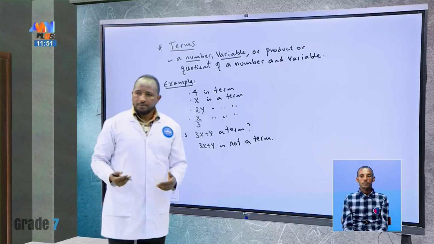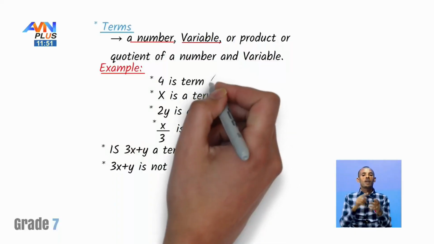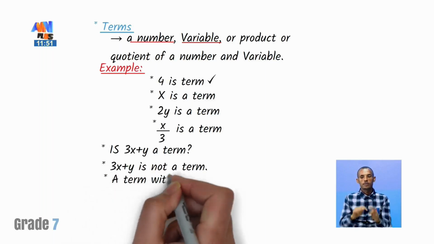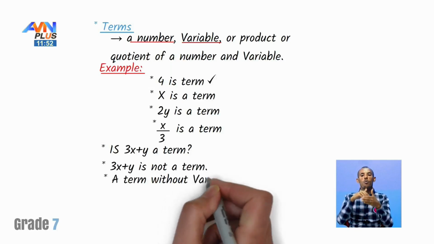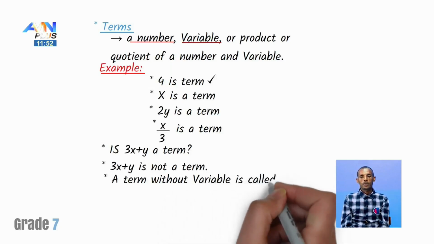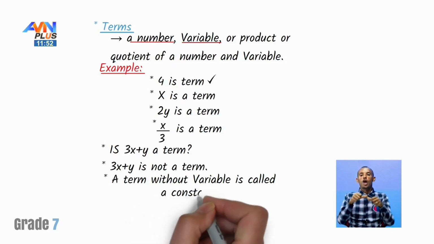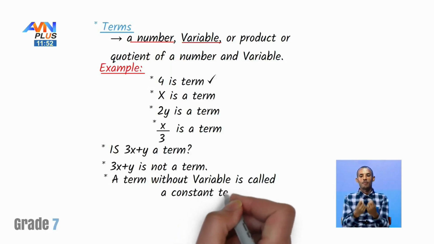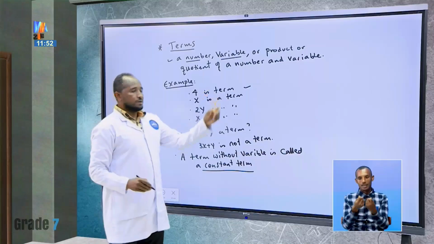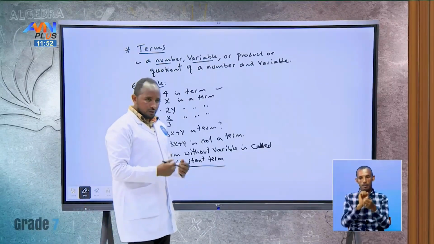Now, a term without a variable is called a constant term. Therefore, this term is a constant term because it doesn't have a variable. Now, let's proceed to the next section.